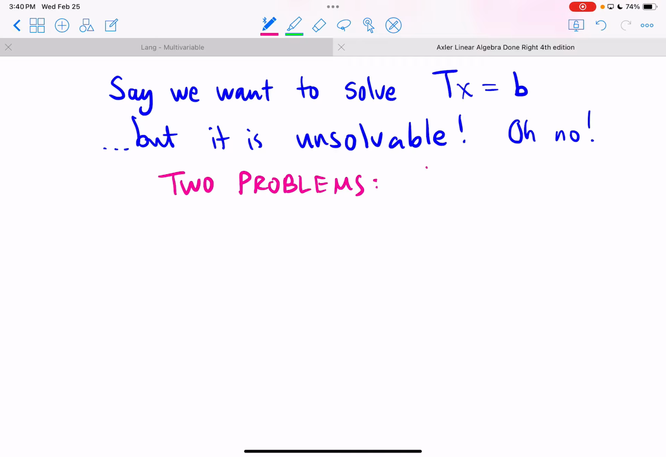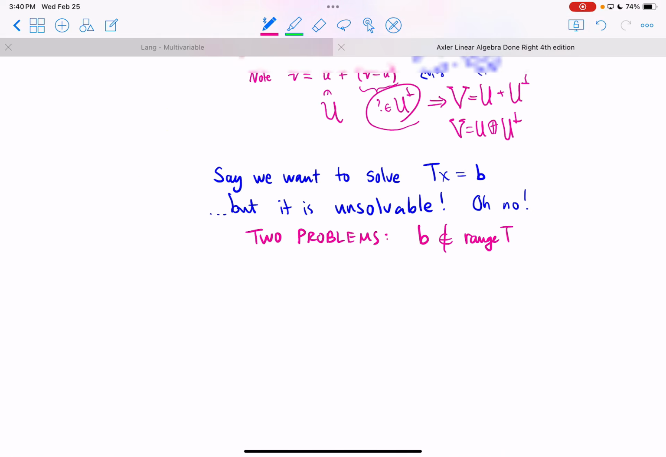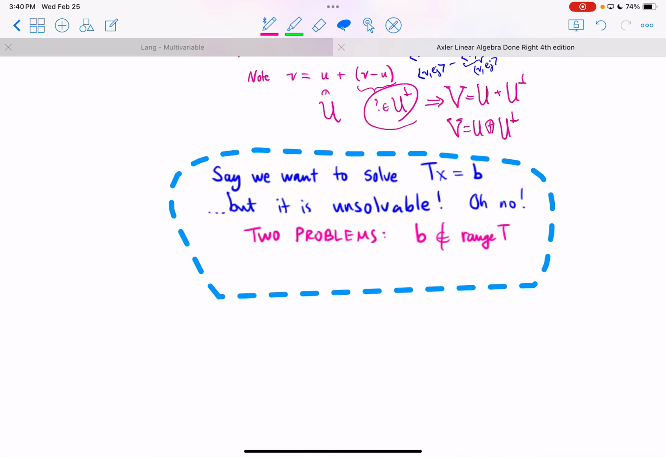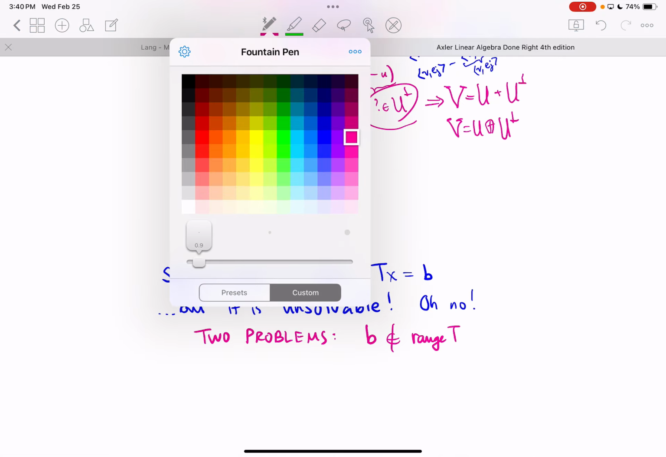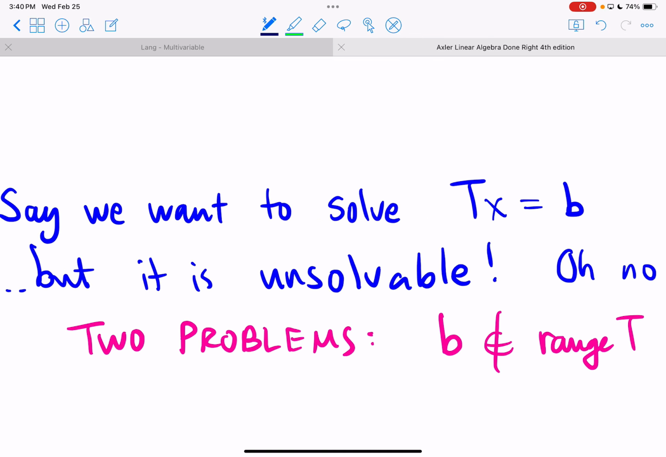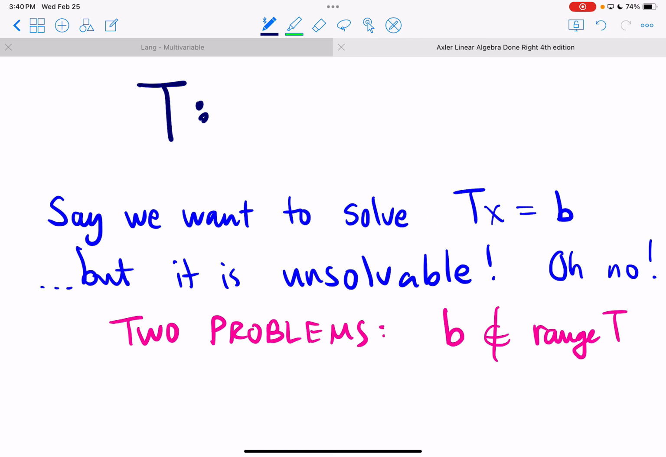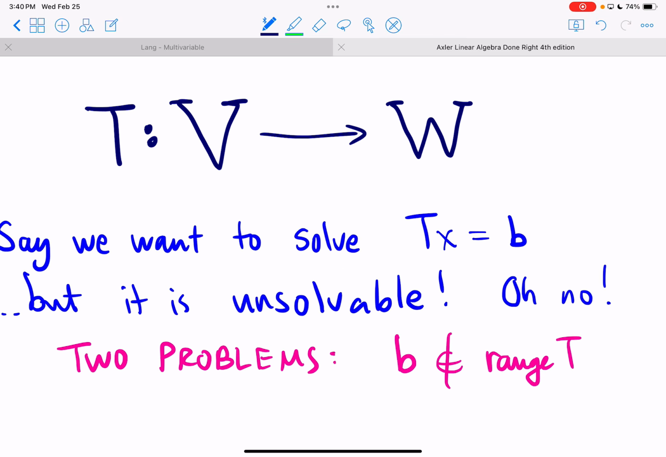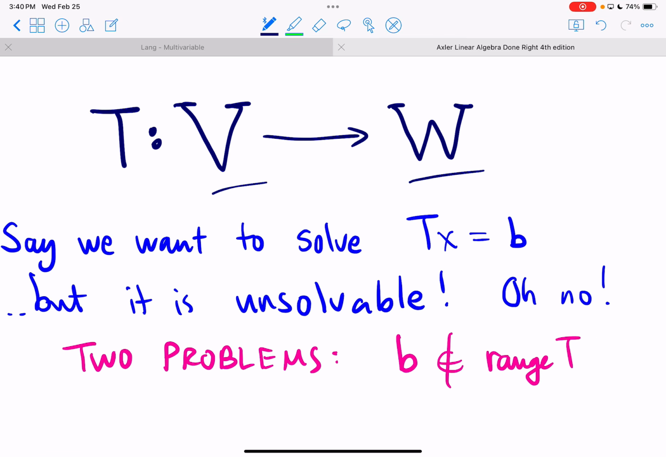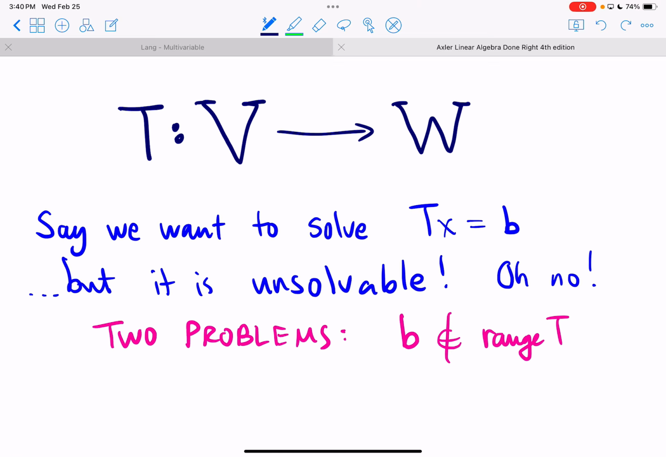Two problems. B might not be in the range of T. Oh, what's happening here? We might be in two different spaces. This will be important for data science. T maps from an inner product space V to another inner product space W. So these are two different spaces, okay? And that's why we're going to have two different problems.